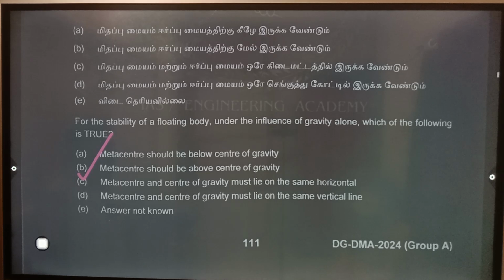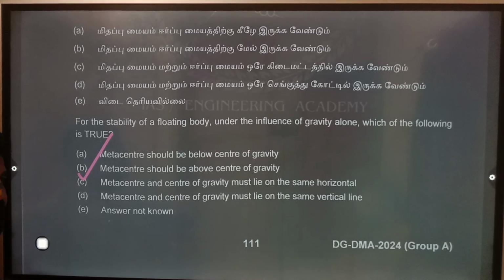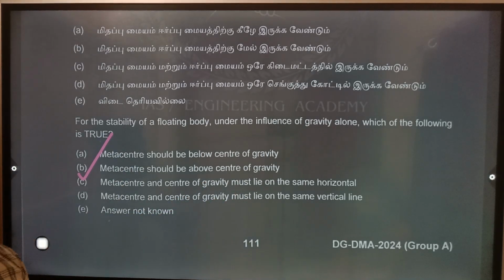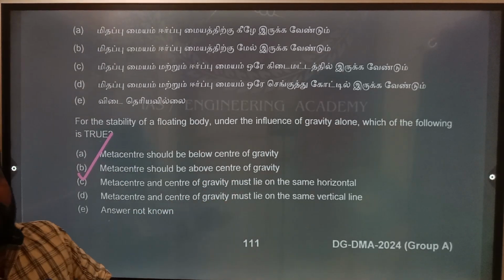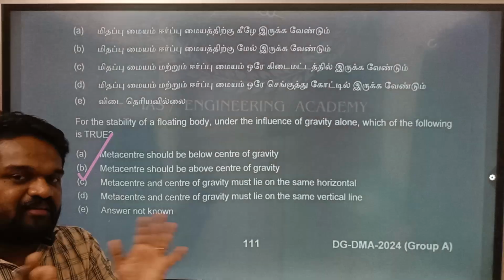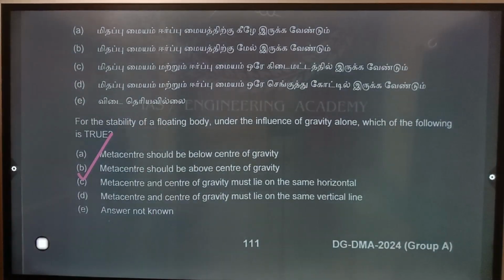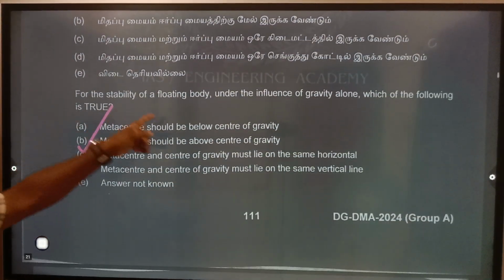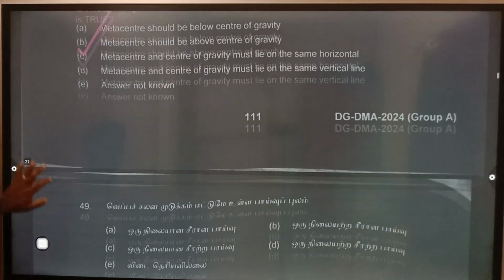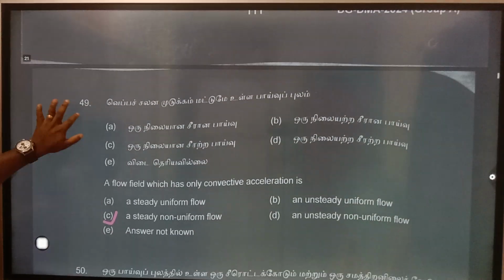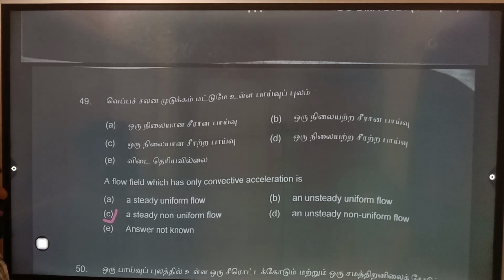48, for the stability of the floating body under the influence of gravity alone, which of the following is true? Metacenter should be above center of gravity. அப்பதான் ஒரு couple டெவலப் ஆகும்போது opposite couple ம் கூட வந்து அது neutral போகுது. ஓகே, அப்பதான் stable equilibrium சொல்லுவாங்க.